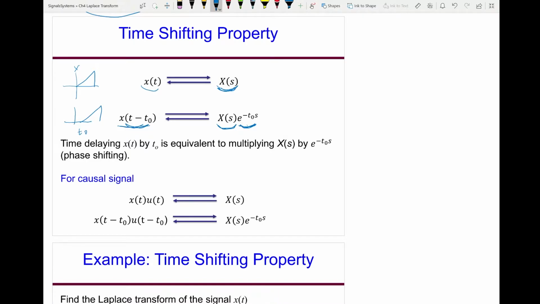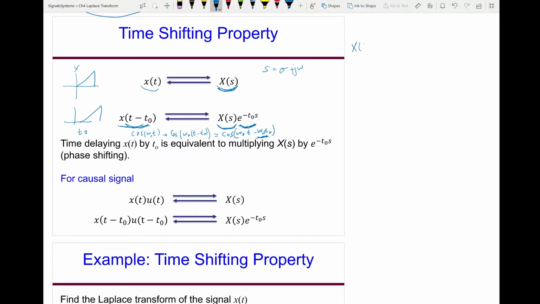Now remember, s is sigma plus j omega. So you can think of it the same as if x of t is cosine omega 0 t. Now shifting in the time domain, that means it would be cosine omega 0 (t minus t0). So this is just cosine of omega 0 t minus omega 0 t0. That's a phase shift. And we can prove this by starting with the definition of the Laplace transform.